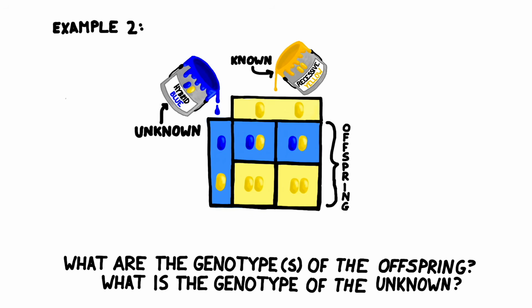If you're following along, this is what you should have written down. Because these two offspring have the yellow phenotype, they must have inherited a yellow allele from each of their two parents. For this unknown organism to have contributed a yellow allele but still be blue itself, it must be heterozygous.